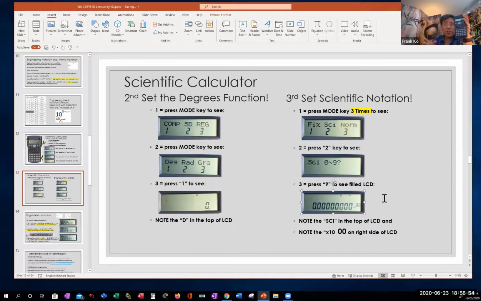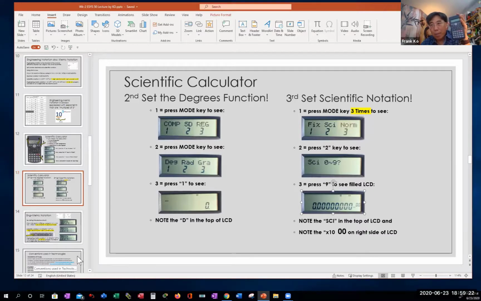When you see this, you want to make note of it. You will see SCI on the top row of your LCD, for scientific, and on the bottom, you will see all the digits, and on the far right-hand side, you will see times 10 and then 2 large zeros for where the exponent is going to be. This will appear in the lower right-hand corner of your display.